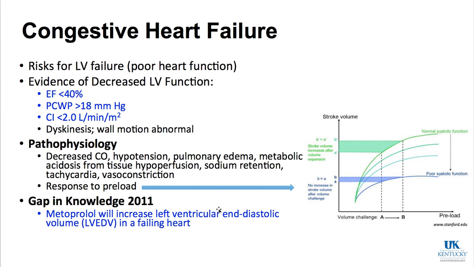Dyskinesis, wall motion abnormalities. Dyskinesis refers to bulging out of the heart during systole. Instead of moving inward, it moves outward. Hypokinesis is when it's not moving inward as much, and akinesis is not moving at all.